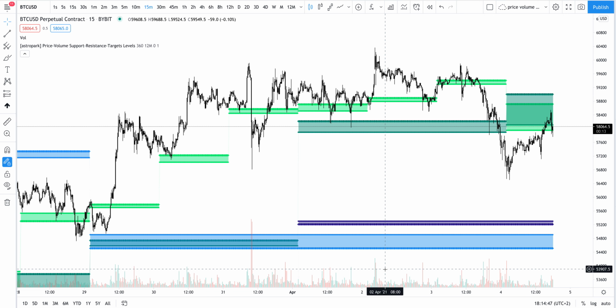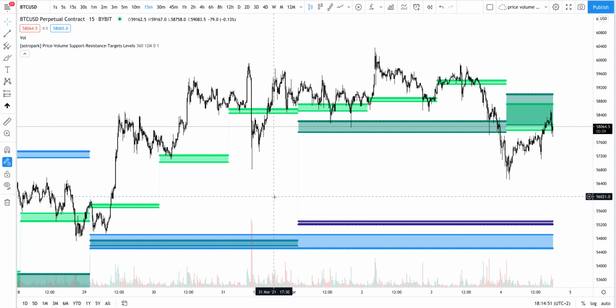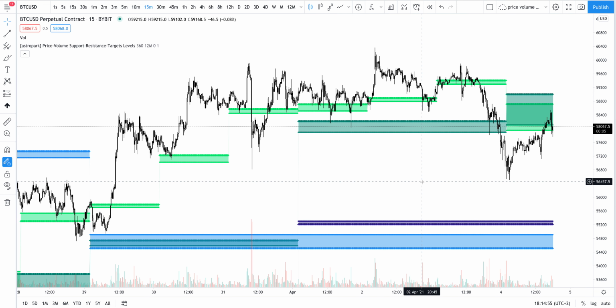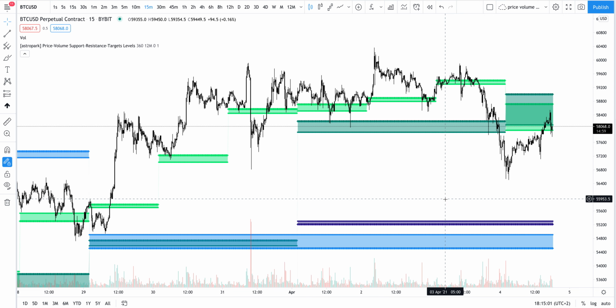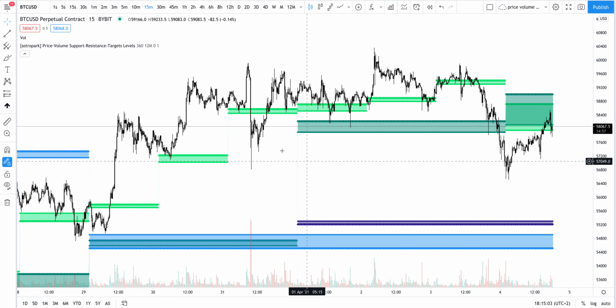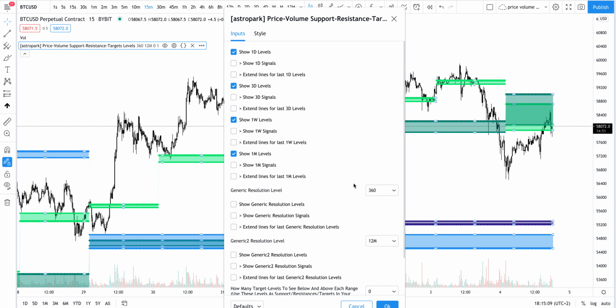This is a 15 minutes chart on Bitcoin, on Bybit. This is one of my preferred charts and time frames because I like day trading. And let's start checking the options of this indicator.